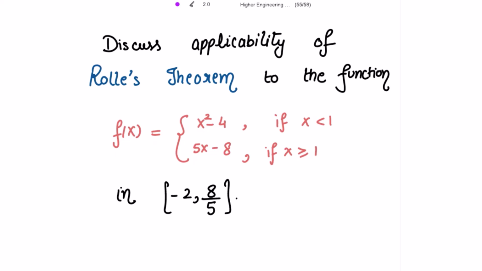Applicability of Rolle's theorem to the function f(x) equal to x² − 4 if x is strictly less than 1, and 5x − 8 if x is greater than or equal to 1. The interval given to us is the closed interval from −2 to 8/5. So let's check whether Rolle's theorem is applicable or not.